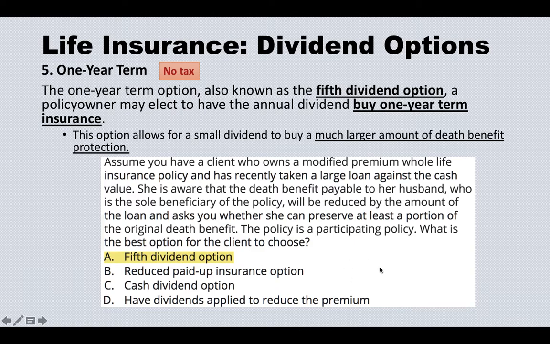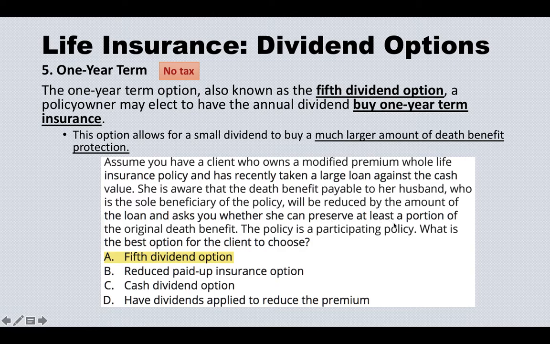Let's see an example here. Assume you have a client who owns a modified premium whole life insurance and has recently taken a large loan against the cash value. She is aware that the death benefit payable to her husband, who is the beneficiary of the policy, will be reduced by the amount of the loan, and asks you whether she can preserve at least a portion of the original death benefit. So the policy is a participating policy.